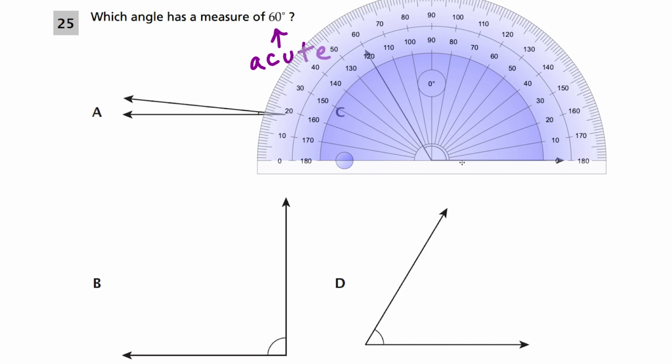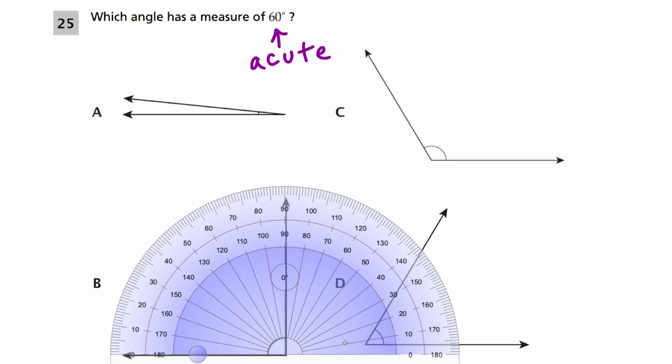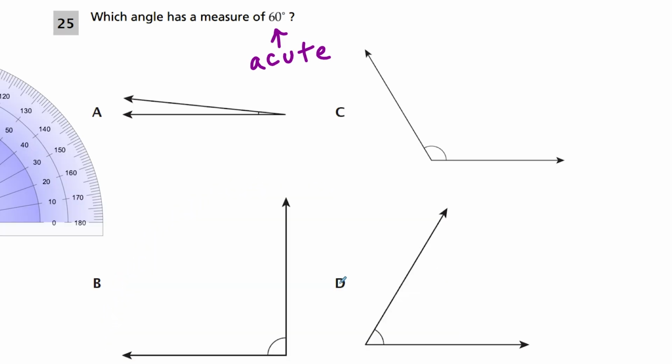Okay, this is a bit of a trap. Notice that this second ray here that's coming up this way is pointing at 60, but we have to recognize that this is an obtuse angle. It's more than 90 degrees. So we're going to go with this number here, 120. That would be the measure of the angle in choice C. And if we look over here at choice B, this is just a right angle, but if we line up here, notice that this lines up with 90 degrees. So our solution to question 25 is going to be choice D.